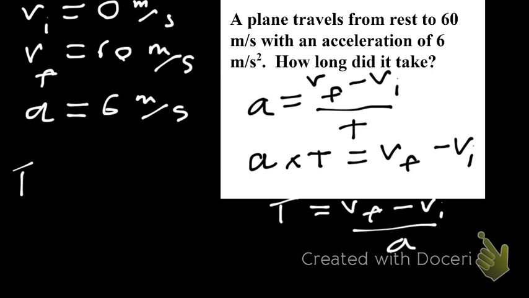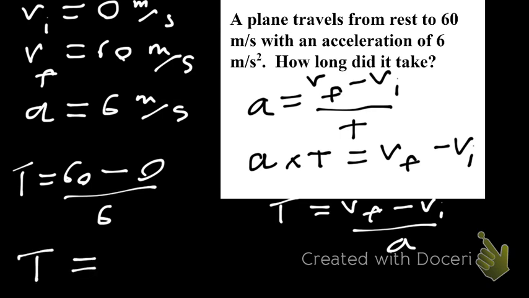So we're going to take 60 minus VI, which is 0, over 6. So that's final velocity minus initial velocity, 60 minus 0, divided by the acceleration, which is 6. So 60 minus 0 is 60, and then 60 divided by 6 is 10. So it will take us 10 seconds to go from rest to 60 meters per second with an acceleration of 6 meters per second.